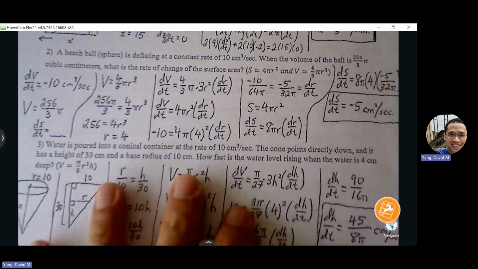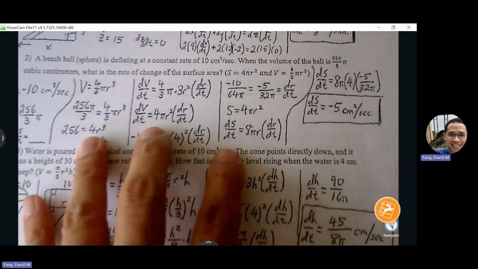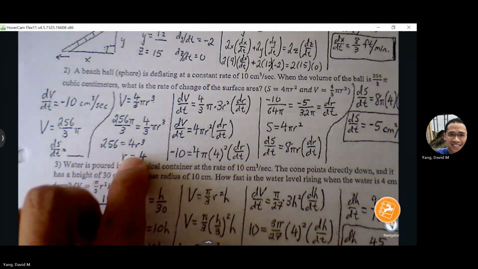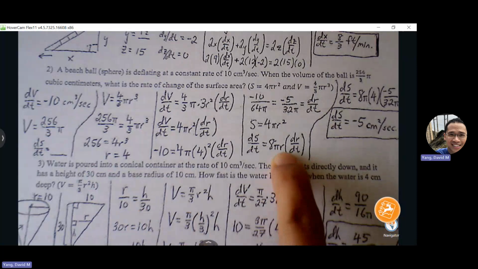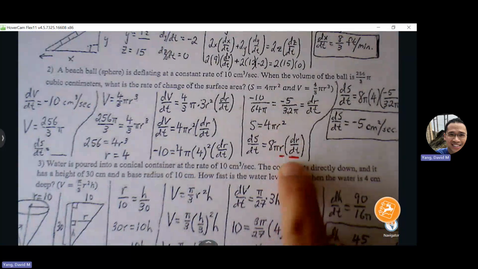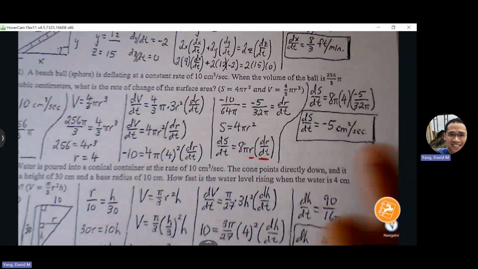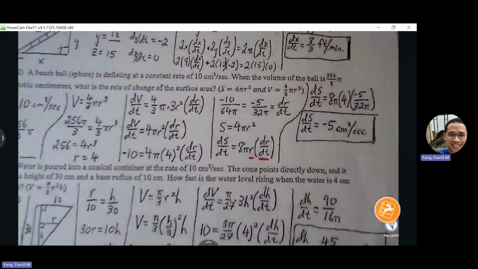And then that's the last piece that we need, because dS/dt requires r and dr/dt. So I have my radius, 4, I have my dr/dt, which is -5/32π, and now we can solve for dS/dt. Things up all the way to -5.